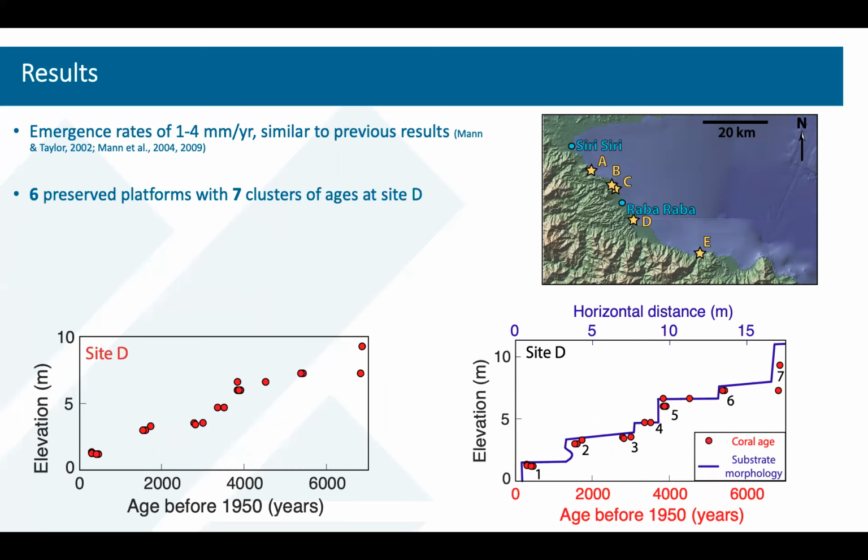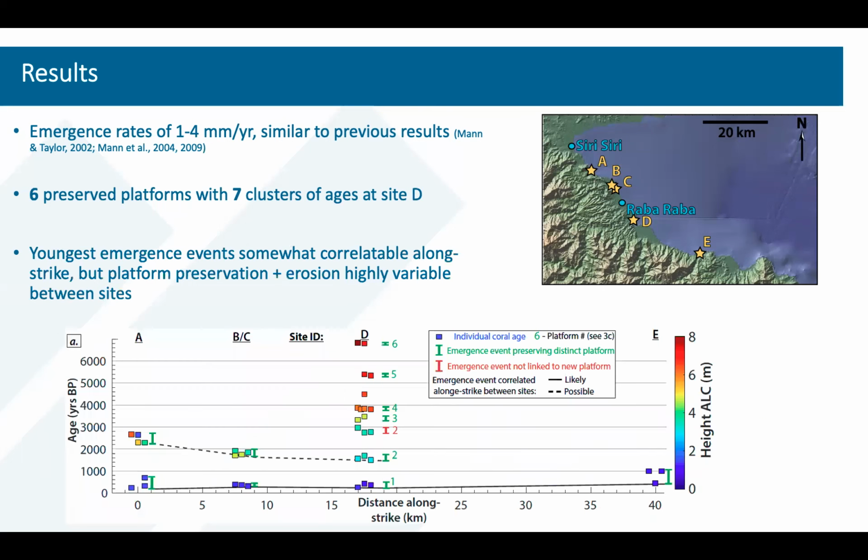And then we'll just zoom in on site D and look at the ages and elevations that we found there. We see 7 clusters of ages, so the dates tend to cluster around each other. And if you then plot in the substrate morphology, so essentially the platforms from which we sampled them, we have 6 preserved platforms that have 7 clusters of coral ages. And the only cluster that isn't associated with its own platform is cluster 3 right here. I'm going to talk a bit about that.